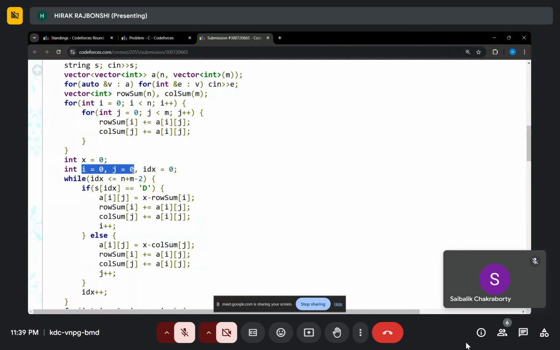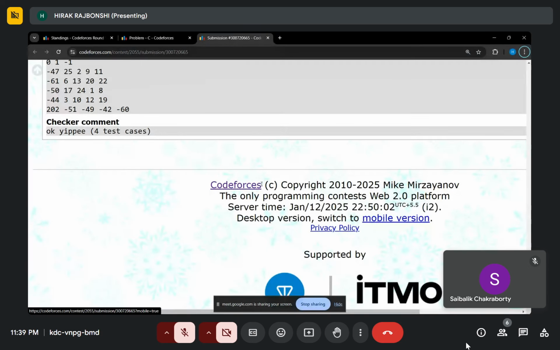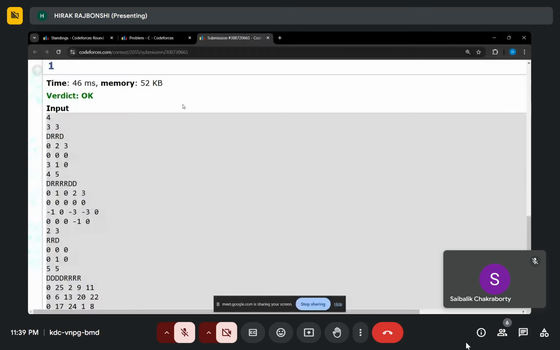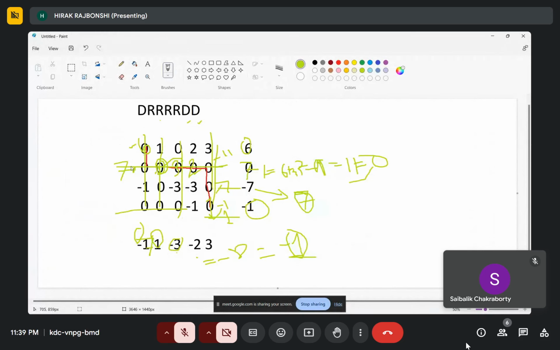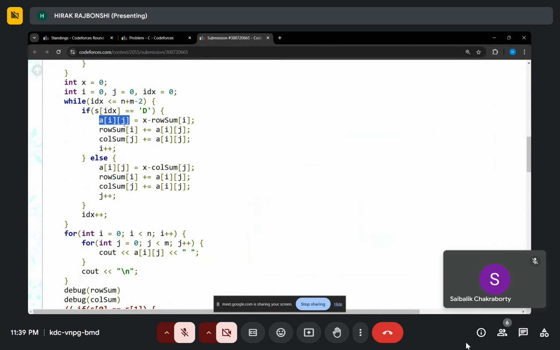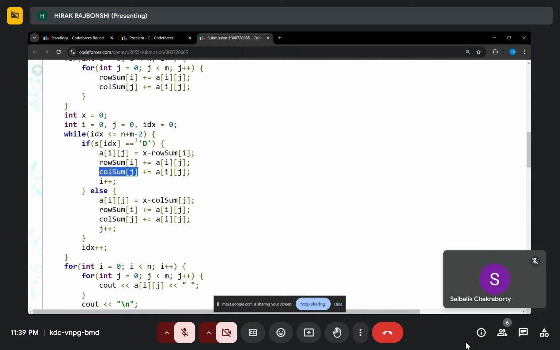So i equals 0, j equals 0, and I am iterating through the string. So if I am going down, then a[i][j] will be x minus row sum, x is 0. Like this example, I am iterating through every line, and if the current position of the string is D, I am subtracting the row sum from x, and I am getting the value of a[i][j]. Now I have to add this to the respective row and column sums, as they are initially 0.